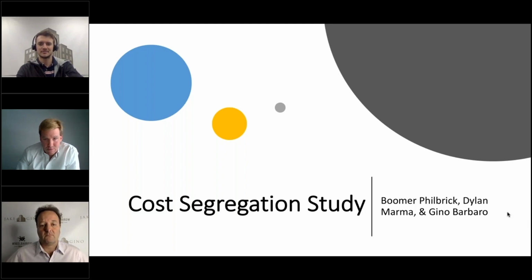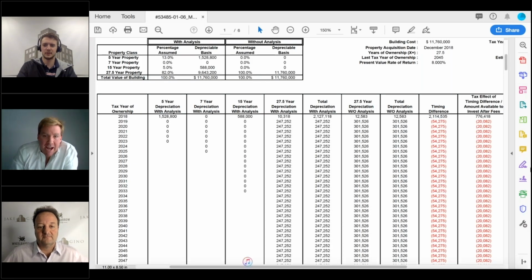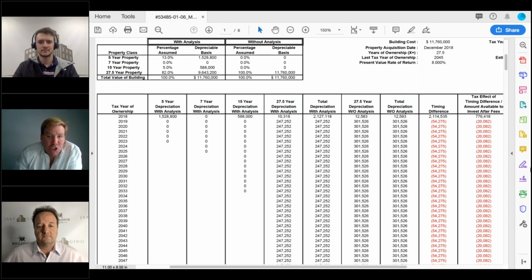All right, so right here we have an apartment complex that was roughly $14 million. You cannot depreciate land. So after taking out land, we came up with a building cost of $11.7 million. All of that $11.7 million is currently being depreciated over 27 and a half years. However, there are certain components of your property that have shorter class lives according to the IRS, but those have to be broken out by an engineering company for you to reap the benefit.